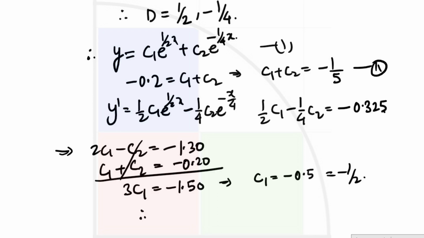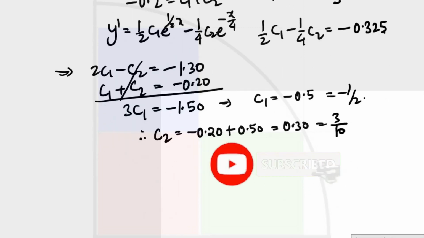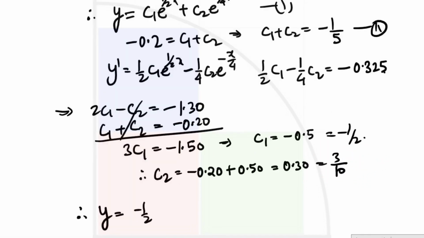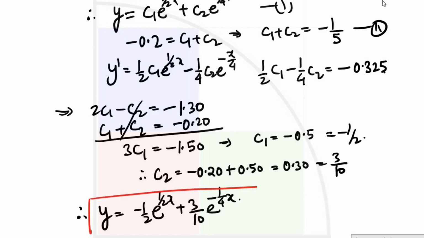Therefore c2 is equal to minus 0.2 minus c1, which is plus 0.3. So therefore our required final equation will be y is equal to minus half e to the power half x plus 3/10 e to the power minus 1/4 x. This is the answer, friends. Okay, so let us go to the next problem.